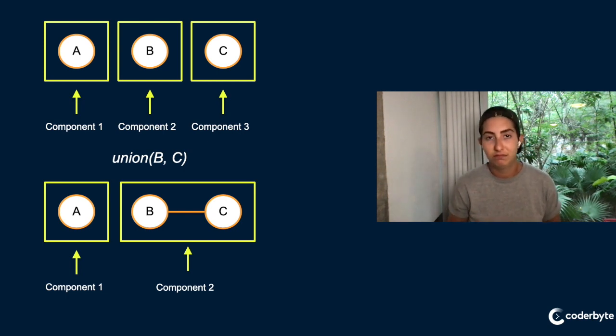Or 1 set. I'm not actually sure if the component is the set or the whole thing is the set. I don't know. Leave it in the comments below if you do. But we have 2 components instead of 3 components, right?